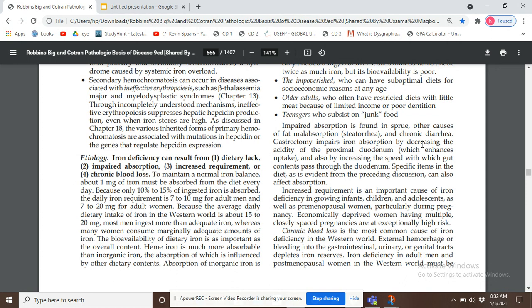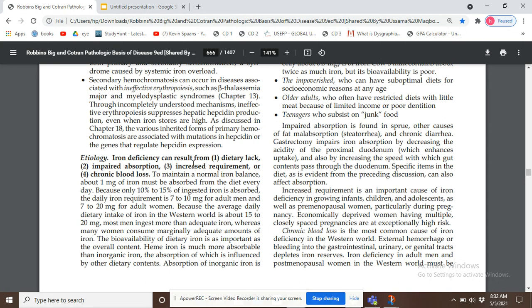Gastrectomy also impairs iron absorption by decreasing the acidity of the proximal duodenum, because we have talked about it that acidity enhances absorption of iron. So if a patient has undergone a gastrectomy, the acidity of the proximal duodenum will be lost, which impairs the absorption of iron. And also by increasing the speed with which the gut contents pass through the duodenum. If the gut contents are passing at very high speed, then there will be less availability of the iron to be absorbed from the duodenum. This is all about the impaired absorption of iron.